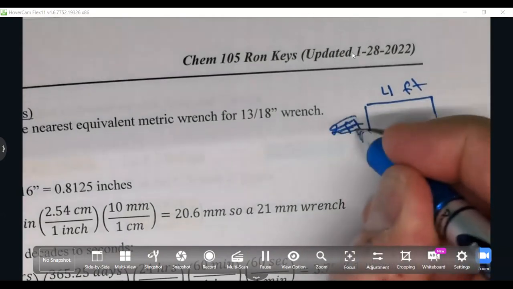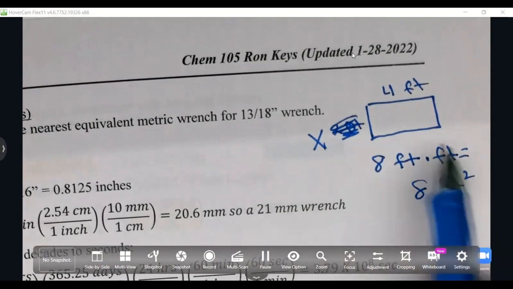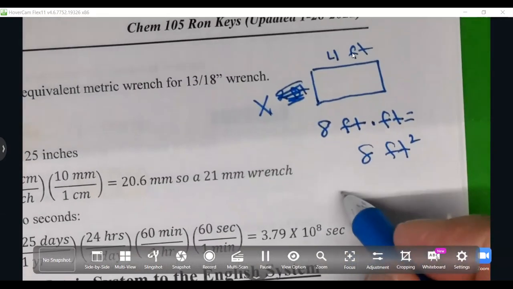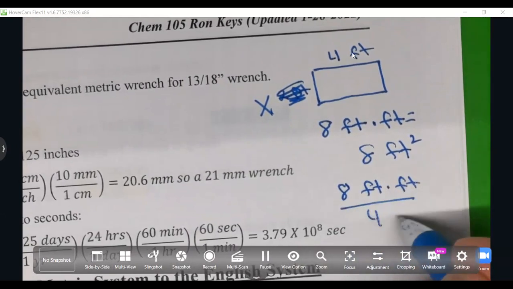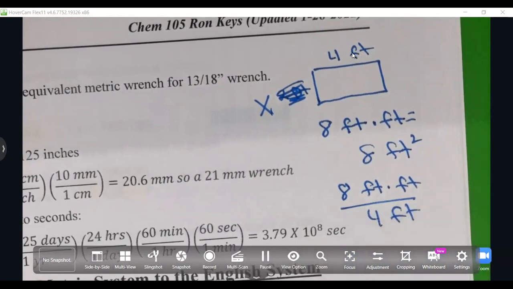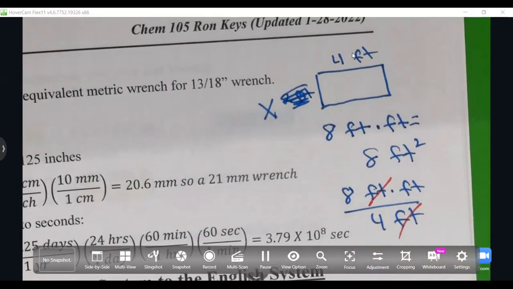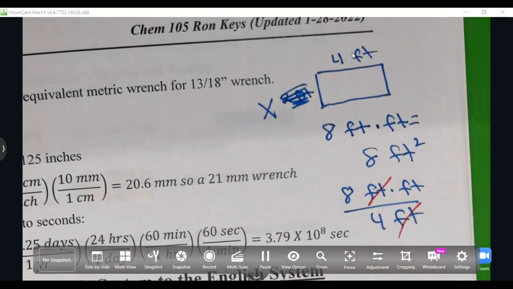Well, what if I said this side is X and it's 8 feet squared? What is X? Well, you could go like this, and you could go 8 feet squared divided by 4 feet, right? My point is this. If you have the same unit in the numerator and denominator, you can cancel that out. So in the English system, we have to convert units and eliminate units when you have the same one in the numerator and denominator. Does that sound like something you've done before, correct?